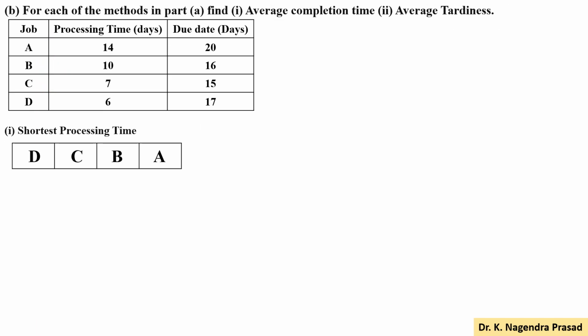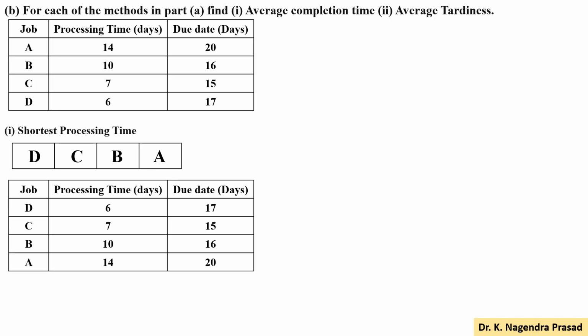Next we will find out the average completion time and average tardiness by the three methods. First we will find out the average completion time and average tardiness by the shortest processing time. We know that in the shortest processing time, the job sequence is DCBA. Then once again I have to arrange the table according to the job sequence.